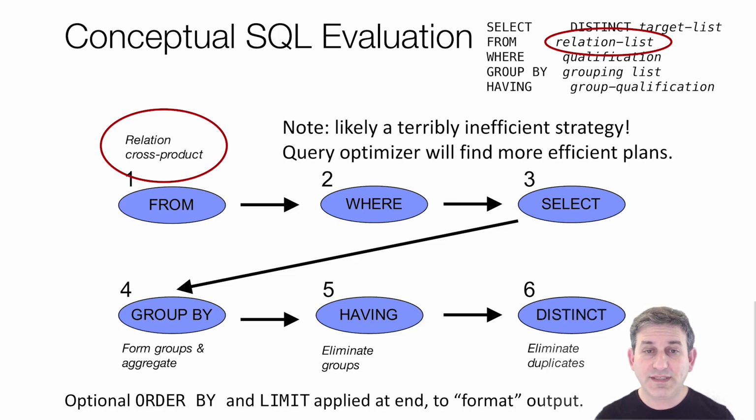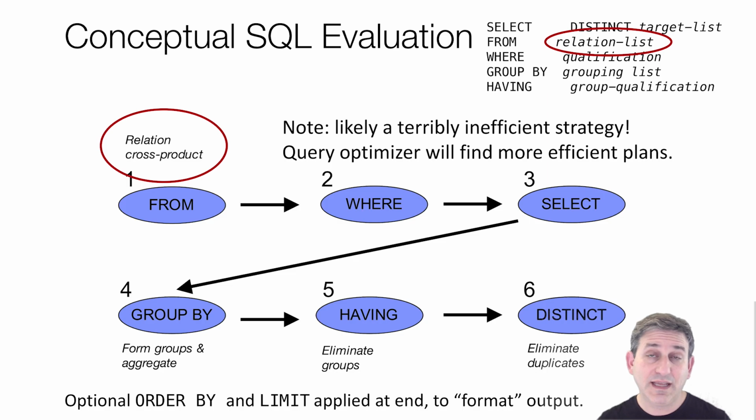And in the first step of our pipeline, we have a cross product of the relations. We're going to talk about what that means in a minute, but basically you're going to take the tables in the from clause and form all combinations of their tuples. This is going to create a big relation conceptually, which we will then filter with where and project with select and so on down the rest of this pipeline.